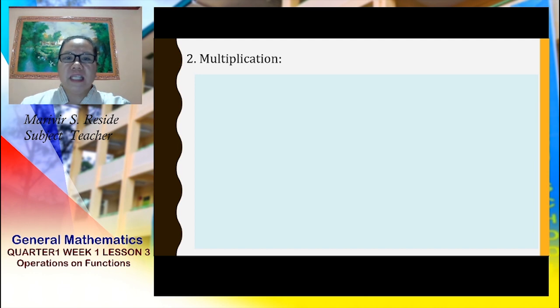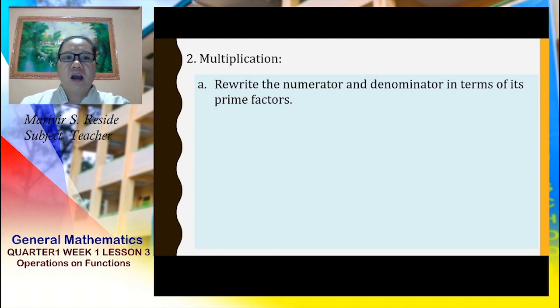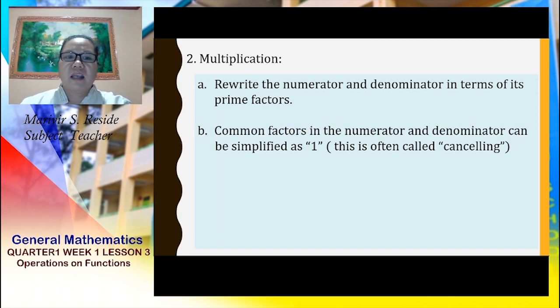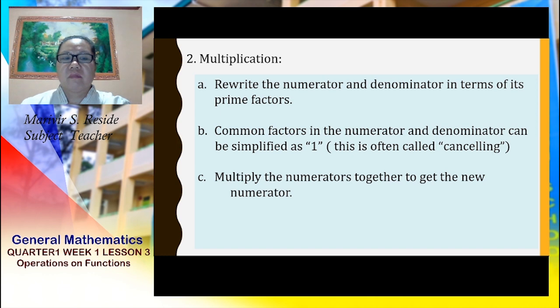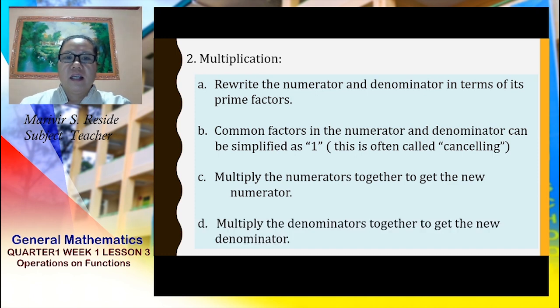Second is multiplication. So how do you do the multiplication? First step, rewrite the numerator and denominator in terms of its prime factors. Second, common factors in the numerator and denominator can be simplified as 1. This is what we call the cancellation method. Third, multiply the numerators together to get the new numerator. And the last one, multiply the denominators together to get the new denominator.